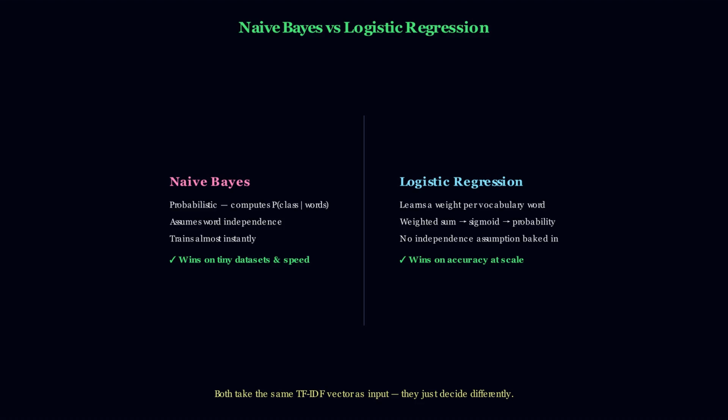In practice, logistic regression with TF-IDF often edges out naive Bayes on larger datasets. Naive Bayes wins on tiny datasets and blazing speed. Logistic regression wins on accuracy at scale. Logistic regression's weights are also interpretable. You can literally rank which words push towards spam hardest. For a first classifier on any new text dataset, try both. The fit takes seconds either way.